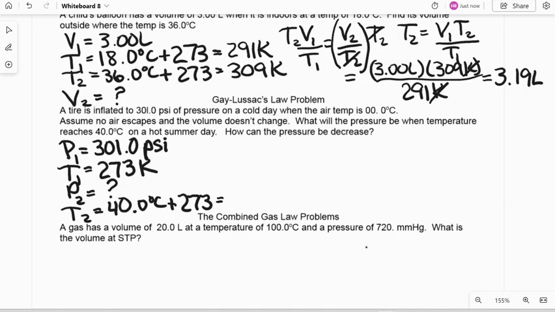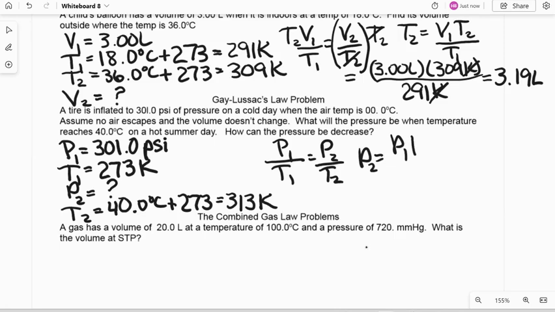Which is 313 K. So let's write our formula down. P1 over T1 equals P2 over T2. We can also think about just bringing T2 to the other side by bringing them up to the top. So my formula becomes P2 equals P1 T2 over T1. Plug in my numbers with units.